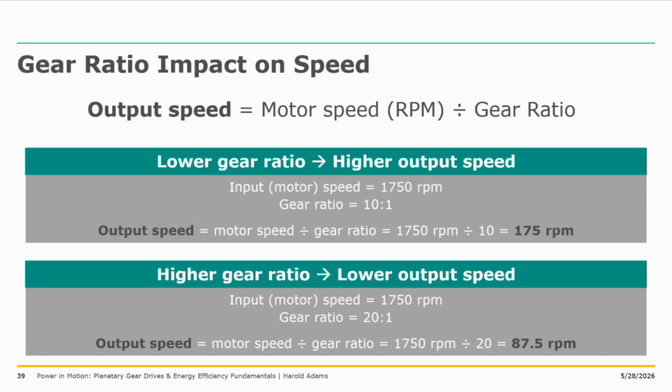175 RPM. So if a lower gear ratio nets a higher output speed, it's fair to say that the inverse is true. In other words, a higher gear ratio would then net a lower output speed. And if we're using the exact same speed motor, but with a higher gear ratio, we plug in the numbers, our output speed equals motor speed divided by our gear ratio, which nets an RPM of 87.5.